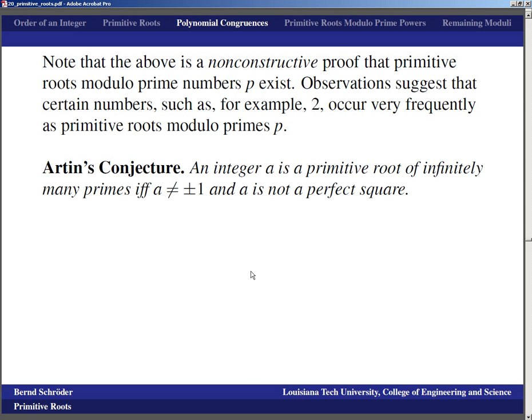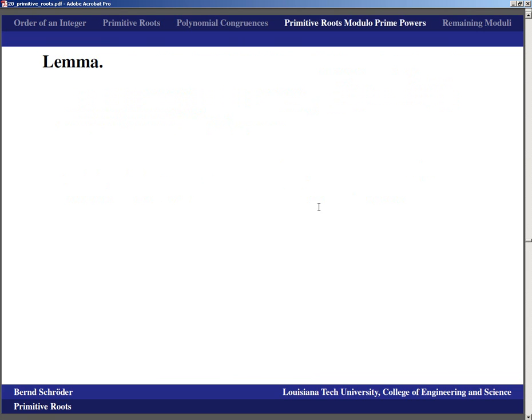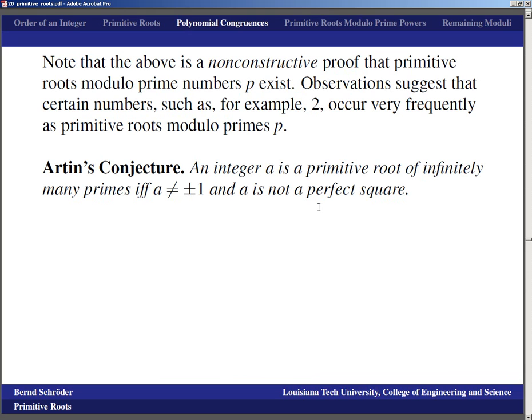Tau, which says that an integer a is a primitive root of infinitely many primes if and only if a is not equal to plus or minus 1 and it is not a perfect square. And yeah, that remains unproved.